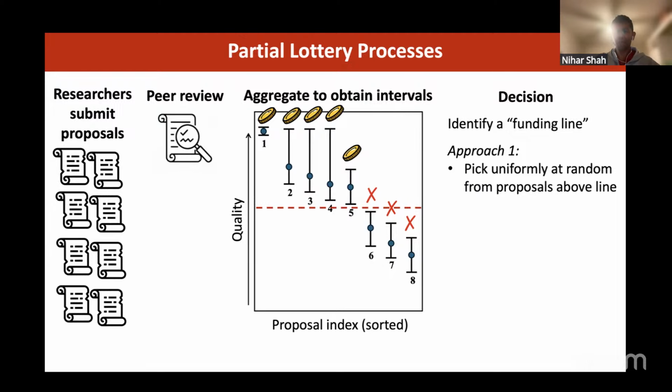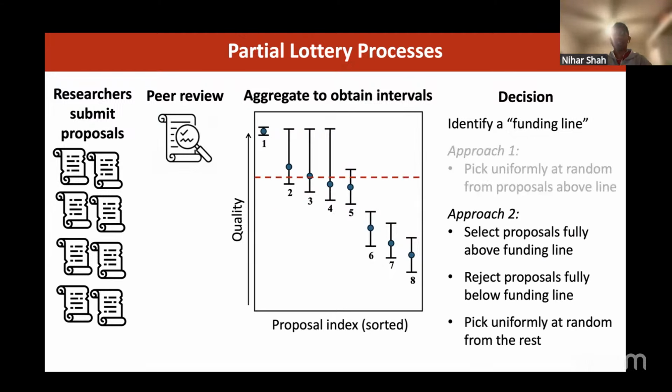So that's one approach. And the second approach is the following. So again, you establish a funding line, potentially using a different method. And now you select the proposals above the funding line with probability 1. So when I say above the funding line, I mean that even its lower confidence bound is above the funding line. Then look at which proposals have even their upper confidence bound below the funding line, and you reject them. And then from those that are left out, you pick uniformly at random.